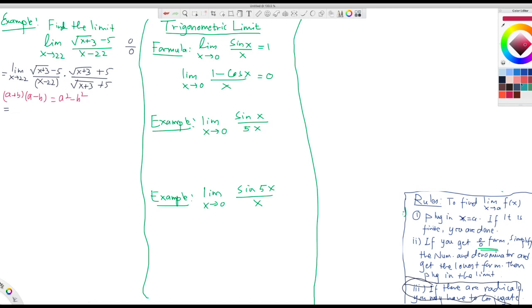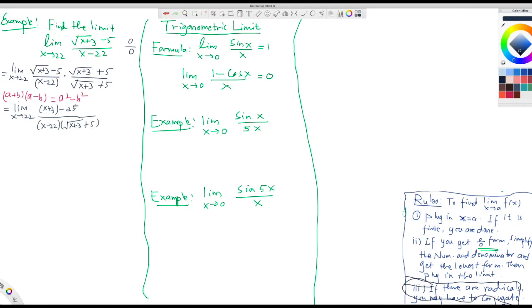So what you get there is the limit x tends to 22. It is like a minus b, a plus b. a square will be x plus 3 only, right? Because the square of the square root will just cancel out. Minus 5 square is 25. Divided by, let me keep that, x minus 22. I don't want to FOIL the denominator. I just keep it for some time. Root x plus 3 plus 5.